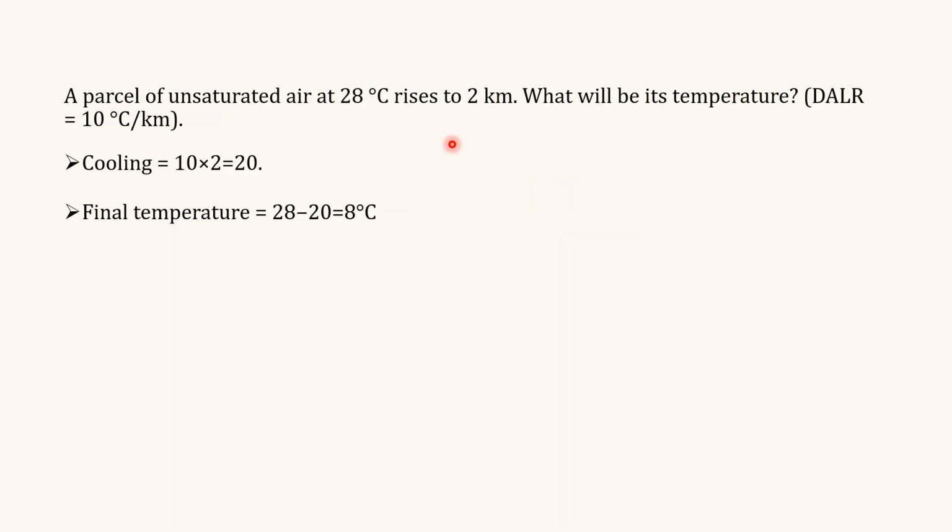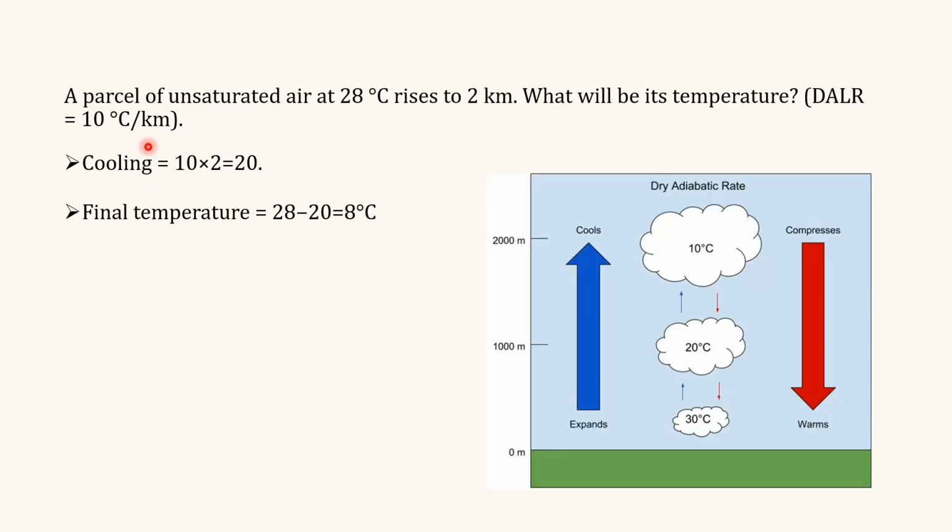Next question is based on the adiabatic lapse rate. The question is, a parcel of unsaturated air at 28 degrees Celsius rises to 2 km. What will be its temperature? And the dry adiabatic lapse rate is mentioned as 10 degrees Celsius per kilometer. So if you remember this image from the adiabatic lapse rate, as the parcel moves up, it expands and it cools at the rate of the dry adiabatic lapse rate, and the value is 10 degrees Celsius per kilometer.